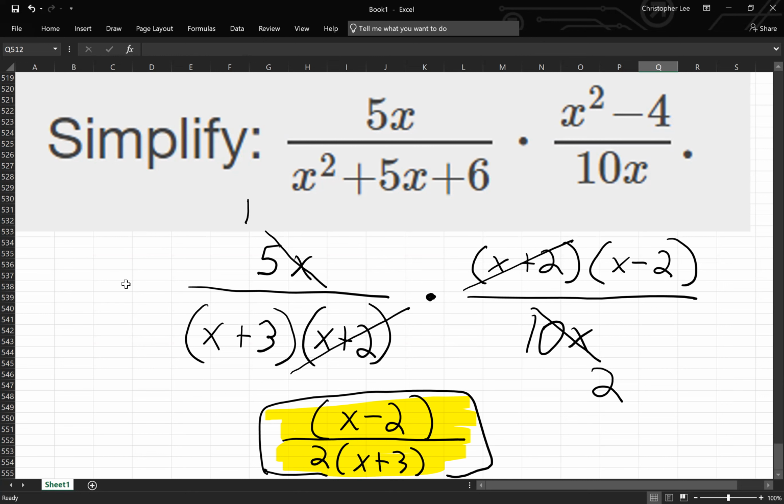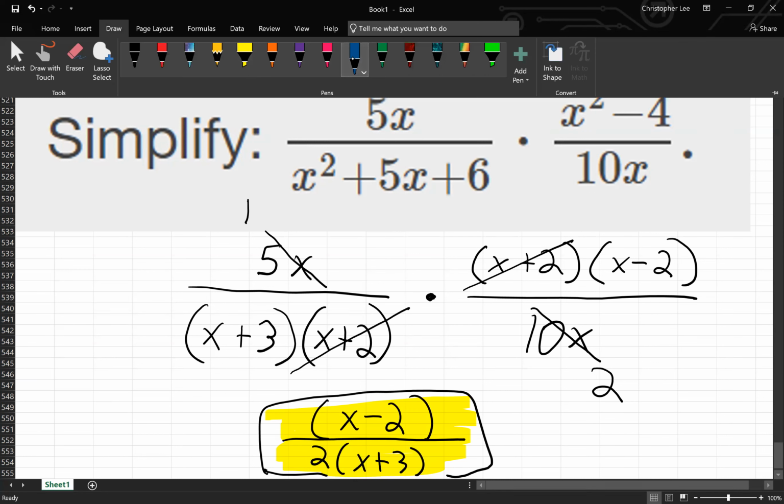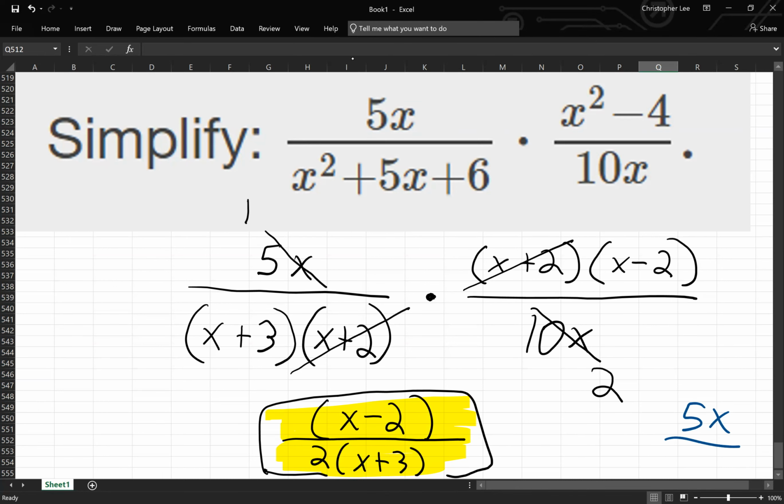Well, if I think of it like this, like it's 5x over 10x. Let me do it in blue. And then the x's are canceling. And then 5 goes into 5 once, 5 goes into 10 twice. So just 1 over 2. Right? And that's what this 2 is right here, which becomes that 2 on the bottom here.